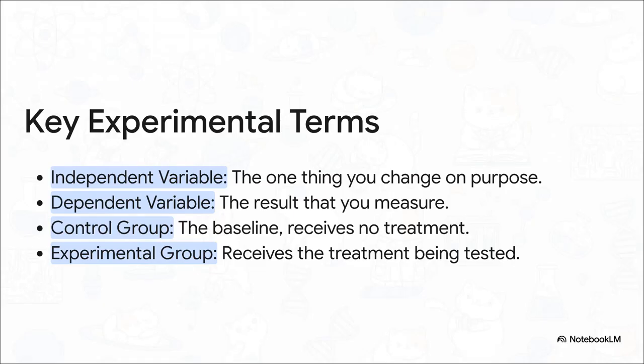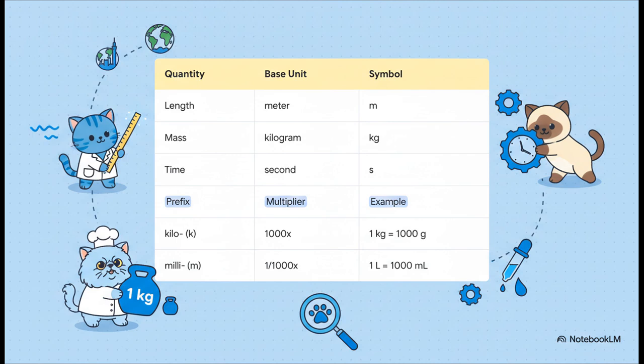And to make sure that test is actually fair, scientists use these key terms. So let's say you're testing a new fertilizer. The independent variable is the one thing you're changing, the fertilizer itself. The dependent variable is what you measure, like plant height. And the control group, that's a bunch of plants that get no fertilizer at all, which gives you a baseline to compare against.